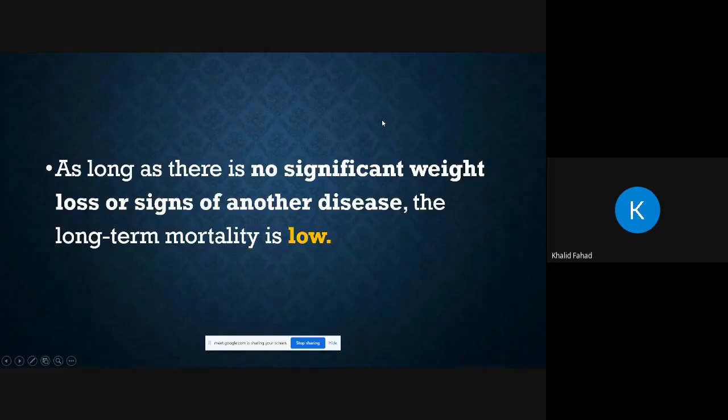Malaria is another example of a fever of unknown origin. It is very important to rule it out if the patient has a traveling history. Sometimes the patient doesn't remember.